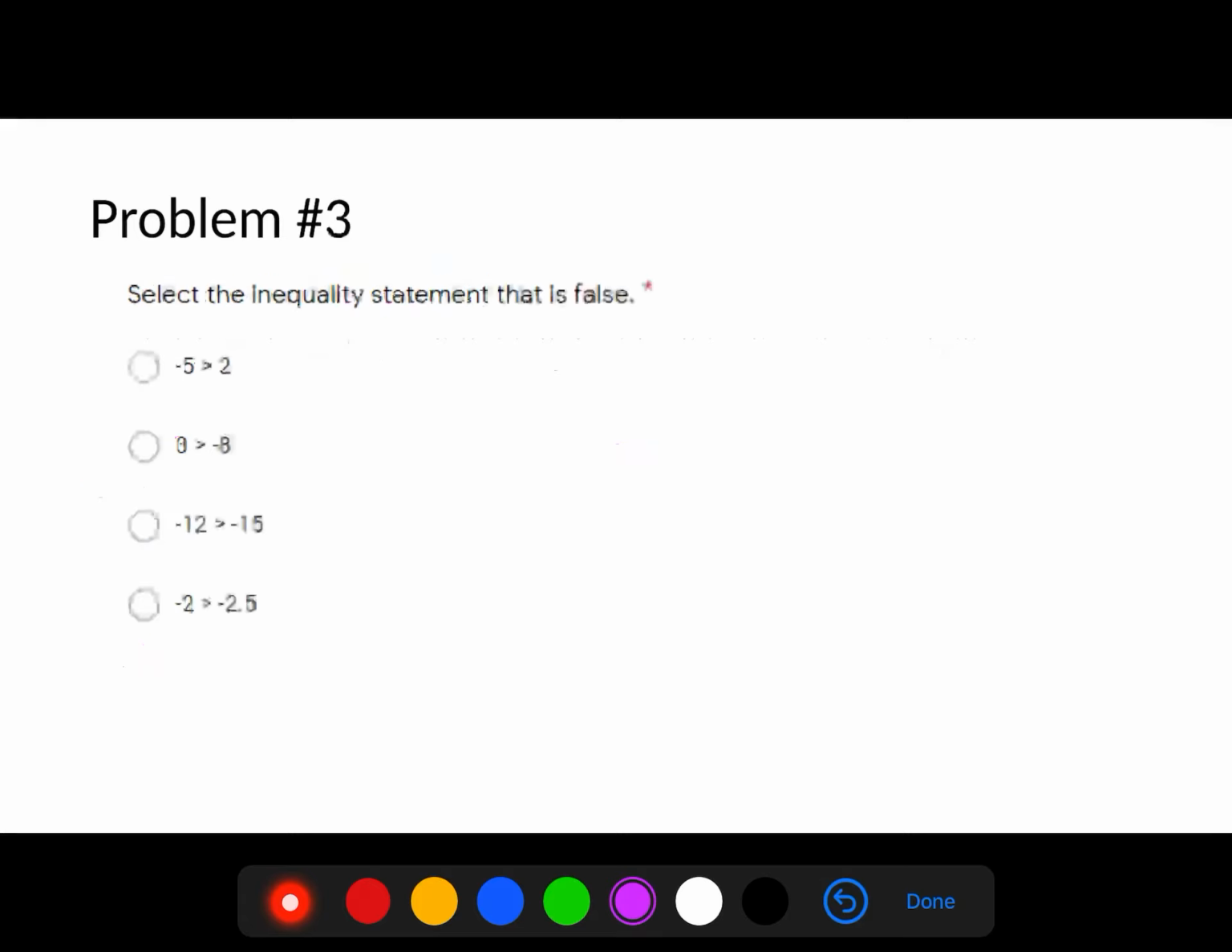Number 3, select the inequality statement that is false. So remember the symbols, right? So negative 5 is greater than 2. In a number line, negative 5 is over here and 2 is over here. Is negative 5 greater than 2? No. Negative 5 is less than 2, so this one is false. It says select the false one, so that's false. But let's check the other ones.